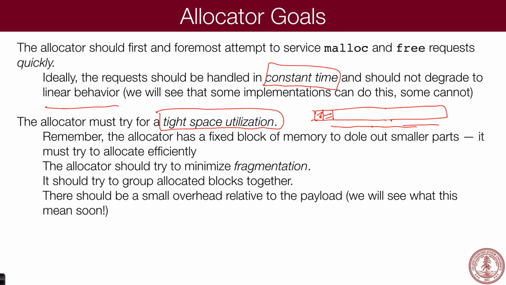The heap allocator has to dole out memory in smaller parts, and it tries to do this really, really efficiently. We don't want fragmentation, and it tries to group allocated blocks as close together as possible, and that's the basis of space utilization. We also want to have a small overhead relative to how big the payload is. We'll see what overhead really means in our heap allocators in a few minutes.